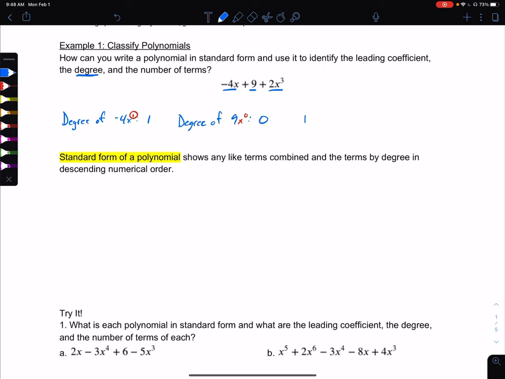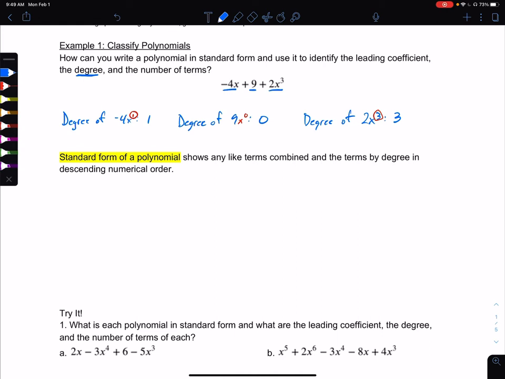And then finally, we're looking at the degree of 2x cubed. And this is probably the easiest one because that 3 is there for us. So the degree of 2x cubed would be 3. And that's in terms of degrees.